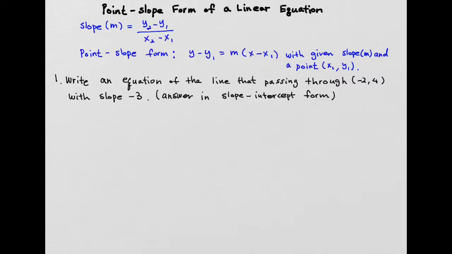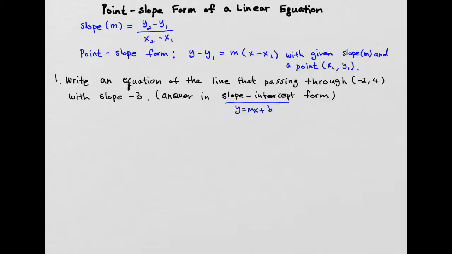to find the equation. So the first example we have is: write an equation of the line that passes through (-2, 4) with a slope of -3, and they want the answer in slope-intercept form. So remember your slope-intercept form is y equals mx plus b, right? So they want your answer in slope-intercept form.